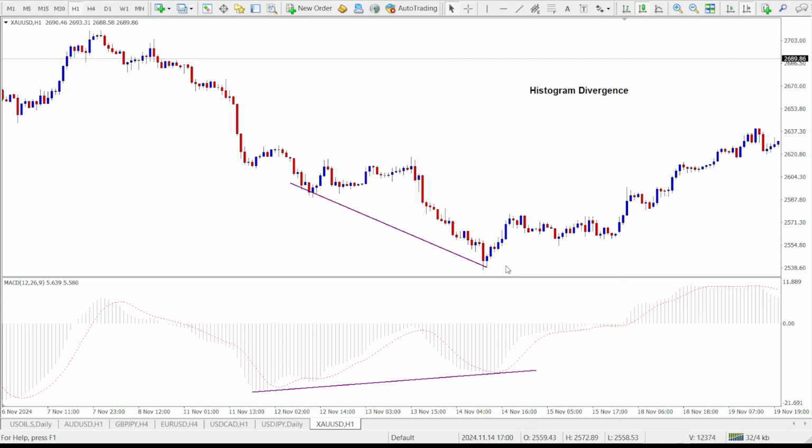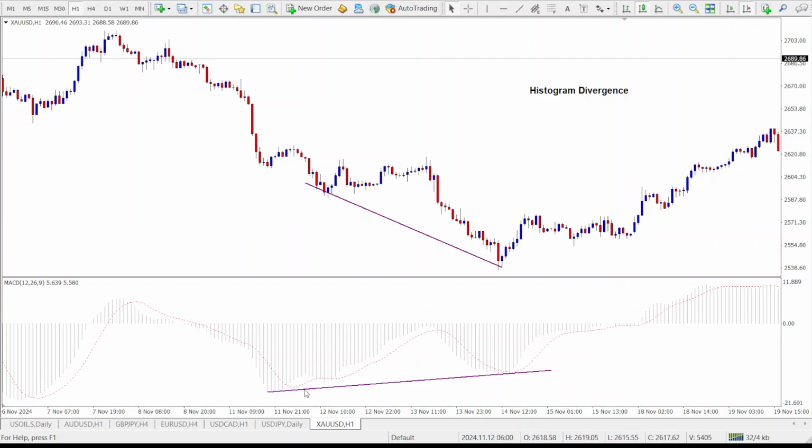This happens when the price of an asset is making lower lows, just like this example that I gave here. You can see that the price of the asset was making lower lows, but the histogram is making higher lows. Can you see that? We had lower lows here. This was a low and this was a lower low. And then the histogram bars, we can see that we had a low here and this was a higher low.